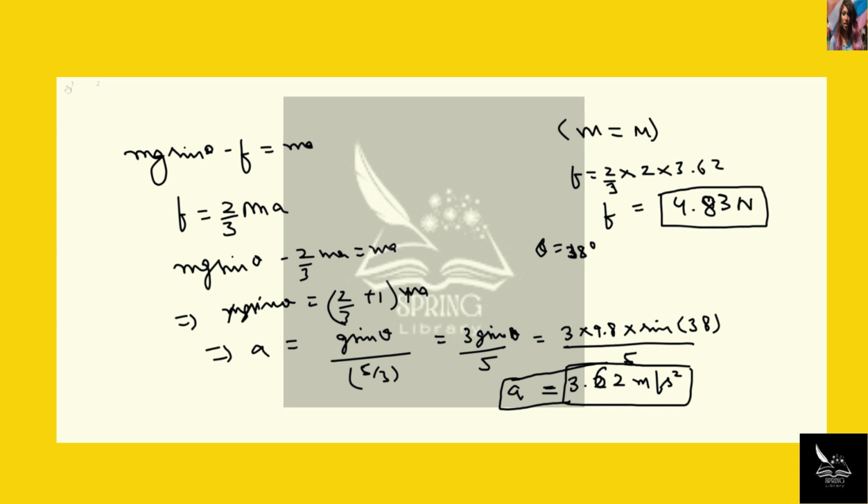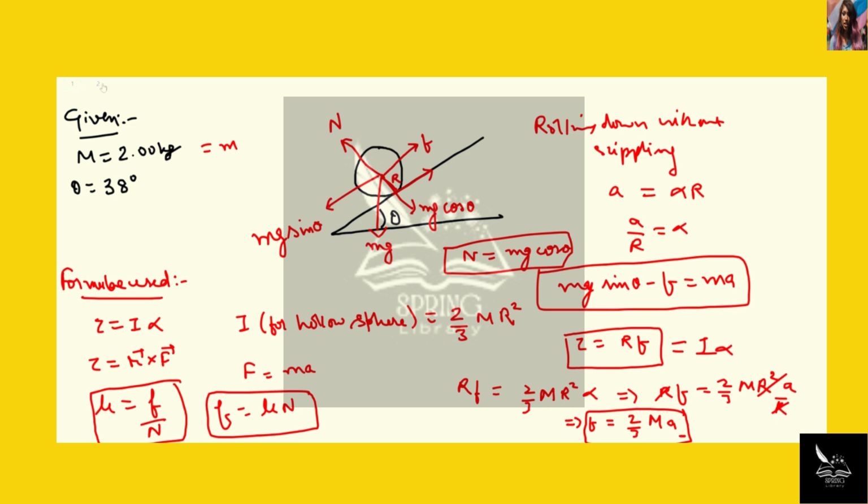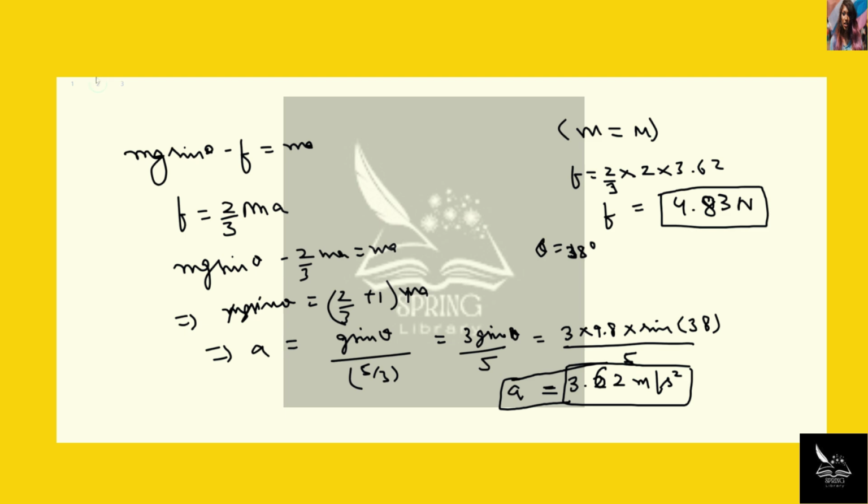Now we need to find the minimum coefficient of friction. So that means we need to find the μ value. So μ equals frictional force over N, which equals 4.83 Newtons, which is this value, over mg cos θ, which equals 4.83 over 2 times 9.8 cos 38 degrees. So we have 4.83 over 15.45 Newtons, which equals 0.313. So that's the coefficient of friction. So this was part A.